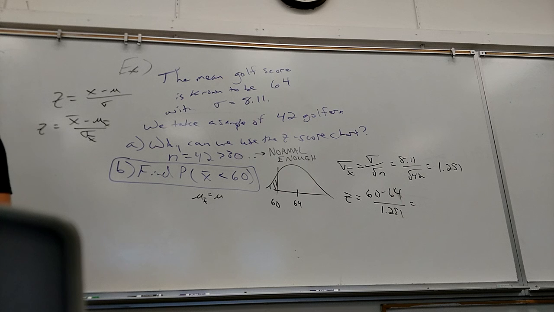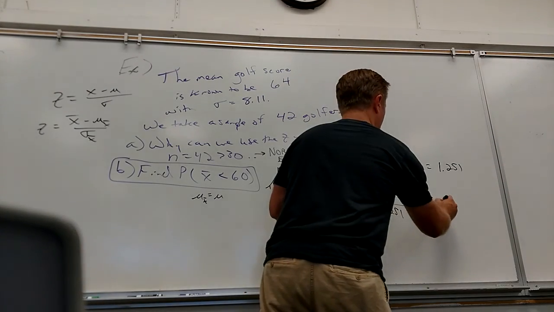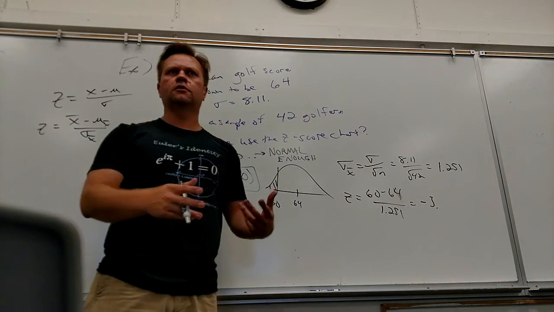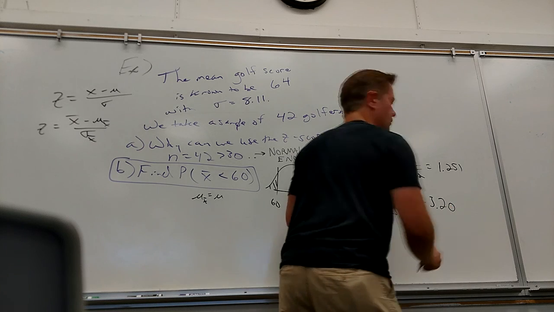Negative 3.3 almost? 3.2. Exactly. It rounds up. So it's like 3.198. Yeah. All right, so negative 3.20. I like it.